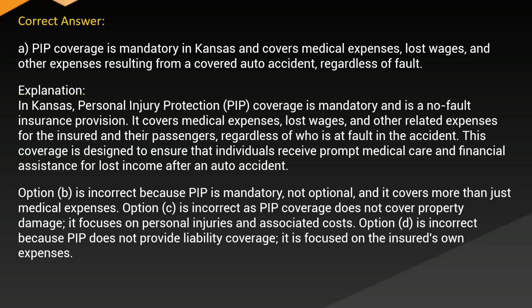This coverage is designed to ensure that individuals receive prompt medical care and financial assistance for lost income after an auto accident. Option B is incorrect because PIP is mandatory, not optional, and it covers more than just medical expenses. Option C is incorrect as PIP coverage does not cover property damage. It focuses on personal injuries and associated costs. Option D is incorrect because PIP does not provide liability coverage. It is focused on the insured's own expenses.